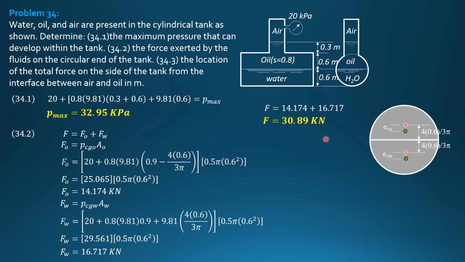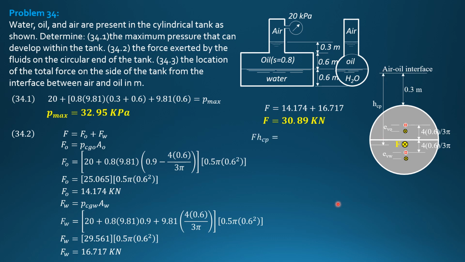Then the location. So this is the center of pressure of the circular end. This is where the force 30.89 kilonewtons acts. Then its distance from the air-oil interface is 0.3 from the top. Then this is 0.6. So 0.9 to the diameter. Then let's call it e sub Cp. Let's find e sub Cp.